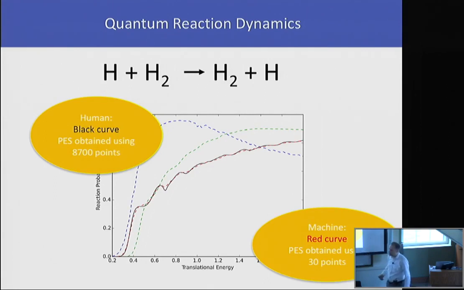I'm converging to the red curve here. Yes. There's something I don't understand. You look at the observables and you adjust, but what does that imply about what you do to the potential energies? Every time I look at, I adjust, I change the potential energy surface.